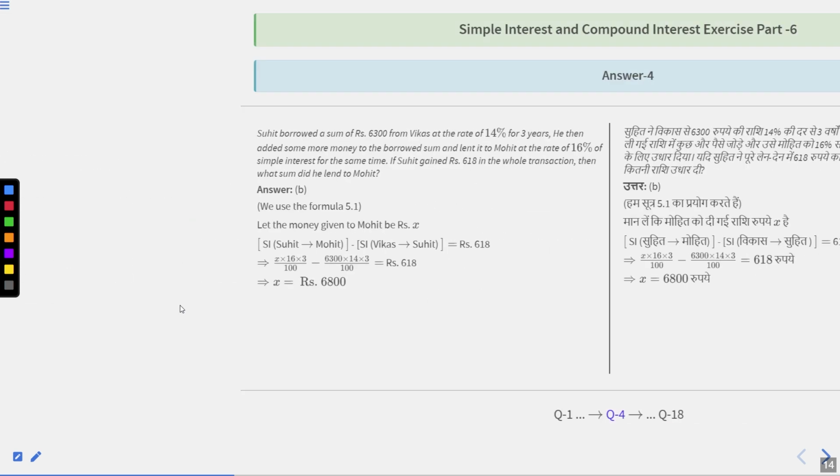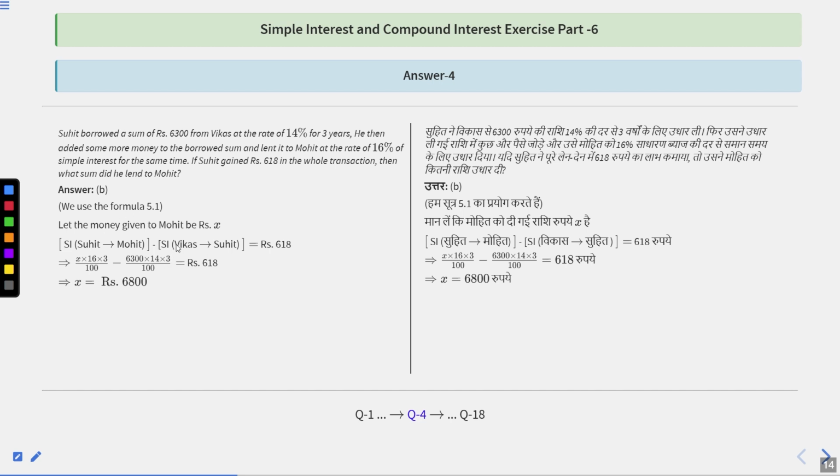Now time's up. Let's see the solution. According to the question, if Mohit was lent X rupees, then X into 16 into 3 divided by 100 minus the interest on 6300 at 14% for 3 years divided by 100 equals 618, because Suhit gained 618. So the difference between both simple interests is 618. So what will be the value of X? It is 6800 rupees. So B is the correct answer.